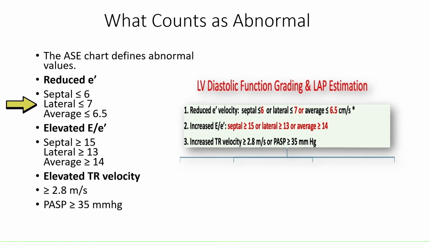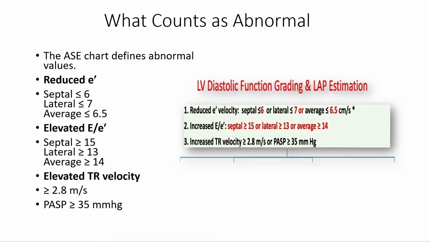if the lateral E prime is less than or equal to 7 centimeters per second, or if the average E prime is less than or equal to 6.5 centimeters per second. The way we interpret this is a low E prime equals impaired relaxation, which is very common in diastolic dysfunction patients. Second, we look at the E to E prime ratio, which depicts filling pressure.